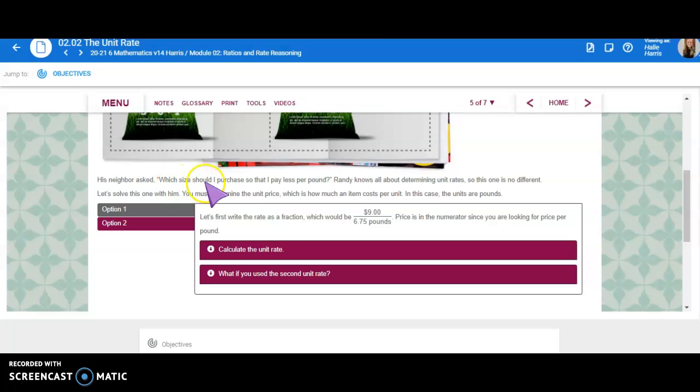His neighbor asked, which size should I purchase so that I pay less per pound? Randy knows all about determining rates, so this one is no different. Let's help solve this. You must determine the unit price, which is how much an item costs per unit. In this case, the units are pounds. So let's first write the rate as a fraction, which would be $9 for that first bag. And that first bag is 6.75 pounds. So the price is in the numerator, and for the price per pound, the pounds go on the bottom.